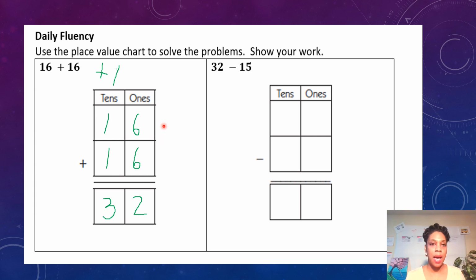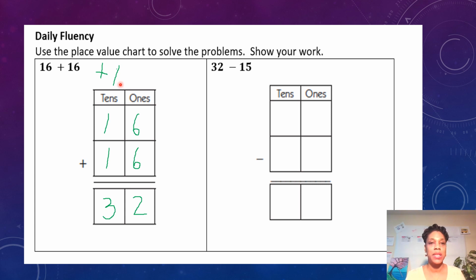So the first thing that I would do is add what I have in the ones column, which is 6 plus 6. 6 plus 6 equals 12. Because 12 has 2 digits in it, I have to write it in a special way. I will write the 2 in the ones place, and I'm going to make a new 10 in the tens place. So I have plus 1 at the top for my new 10.